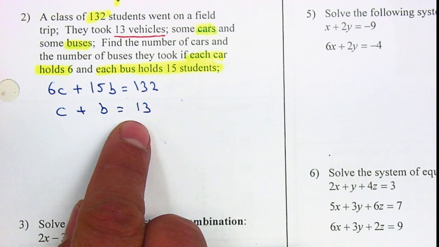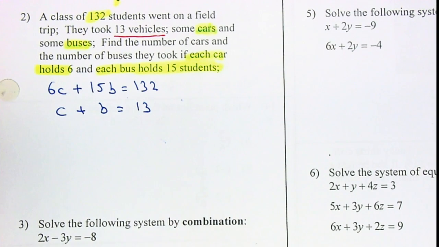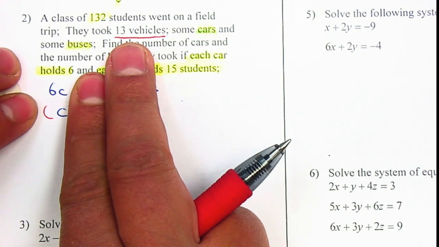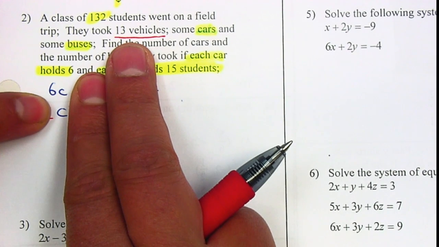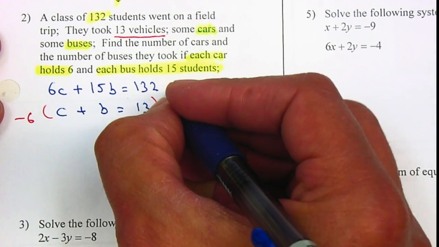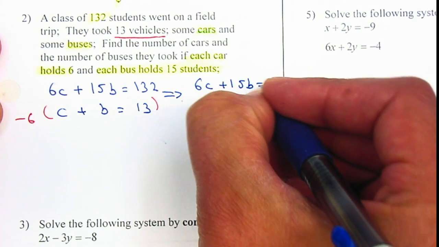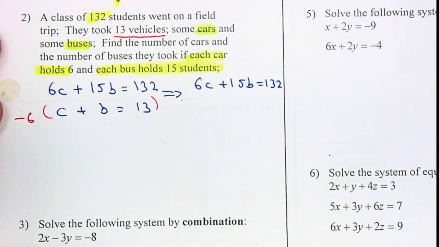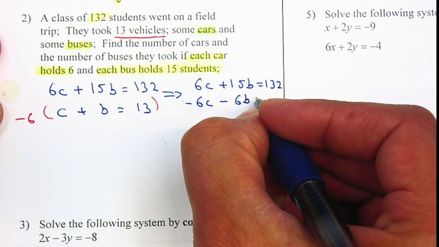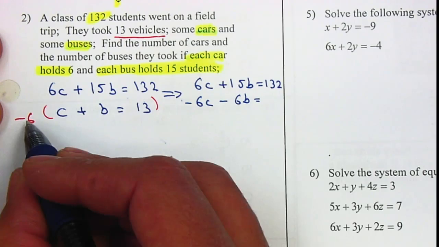In this case, I'm going to solve it by combination, and I'm going to multiply it by -6. Well, I need to cancel the c's or the b's. I'm going to cancel the c's, and they need to have the same number and different signs. Therefore, I'm going to multiply this by -6. The top equation will remain the same, 6c plus 15b is equal to 132. The bottom equation will be multiplied by -6, so it'll be -6c minus 6b is equal to 6 times 10 is 60, 6 times 3 is 18, so it'll be -78.